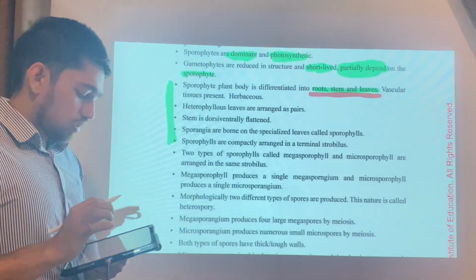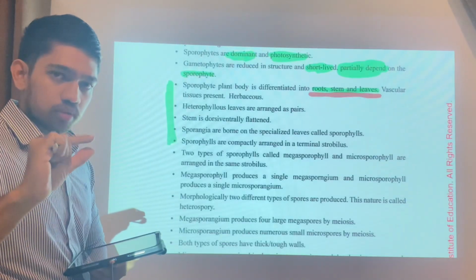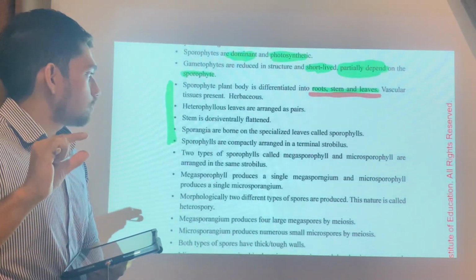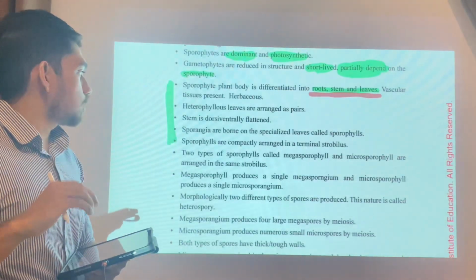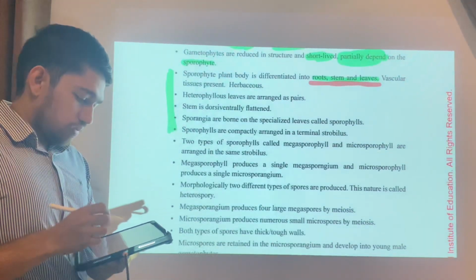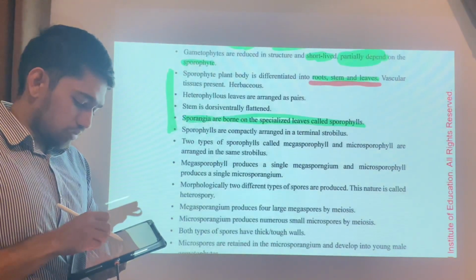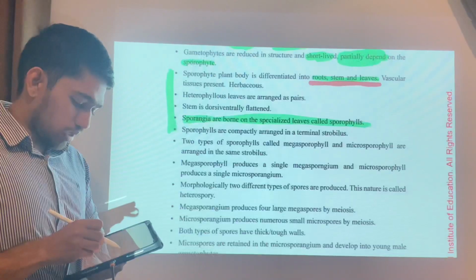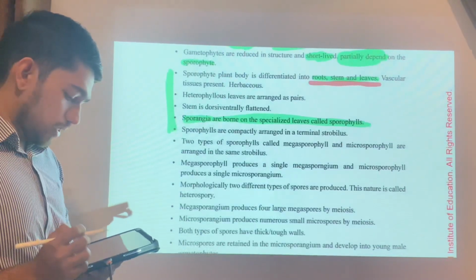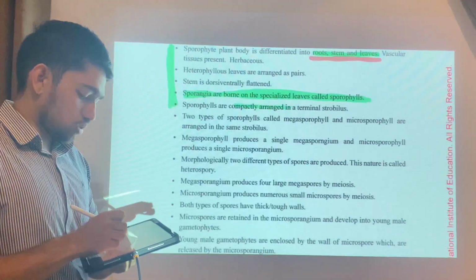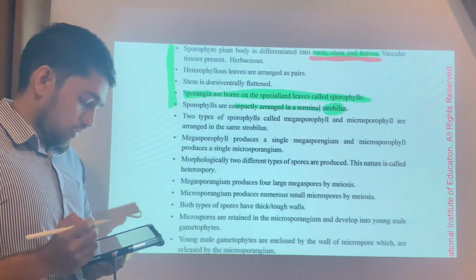The stem is dorsoventrally flattened. It is like a tape, that is, a very narrow stem, right? That is like a tape with an anterior side and a posterior side, right? Then this is a definition. Sporangia are borne on specialized leaves called sporophylls, right? I introduced the term sporophylls to you earlier. Sporophylls are compactly arranged in a terminal strobilus, right?